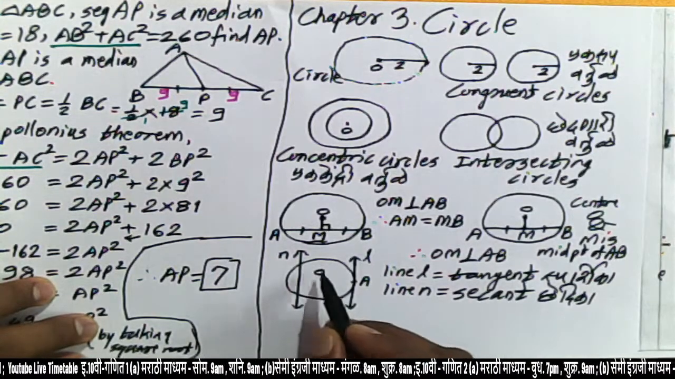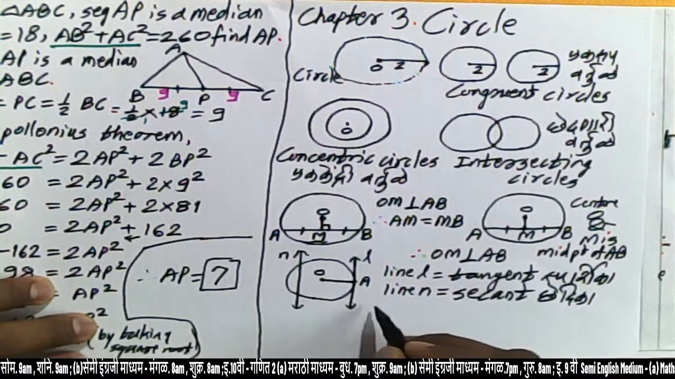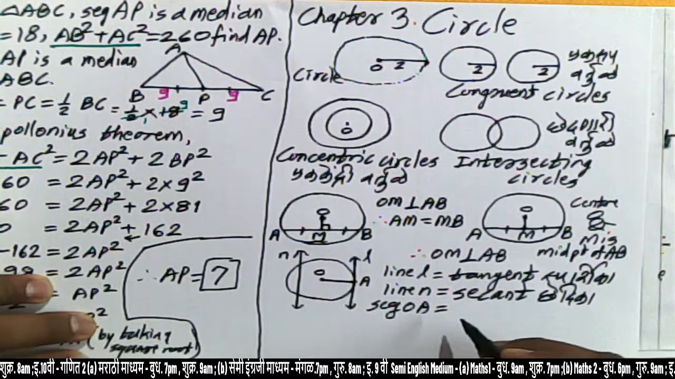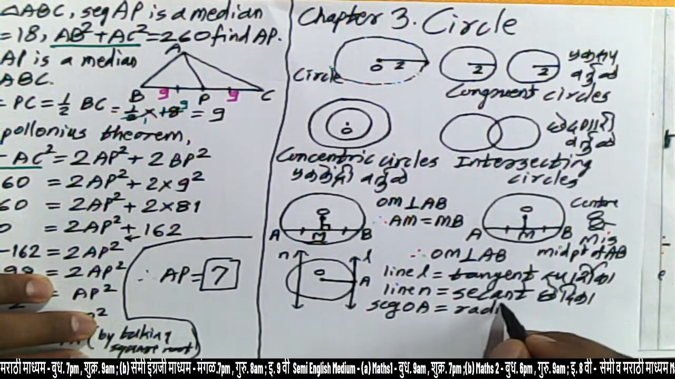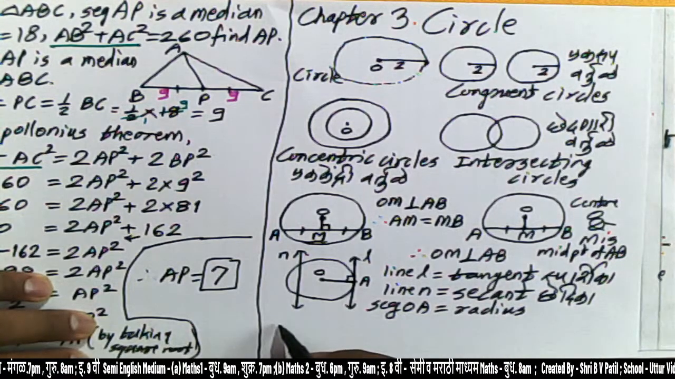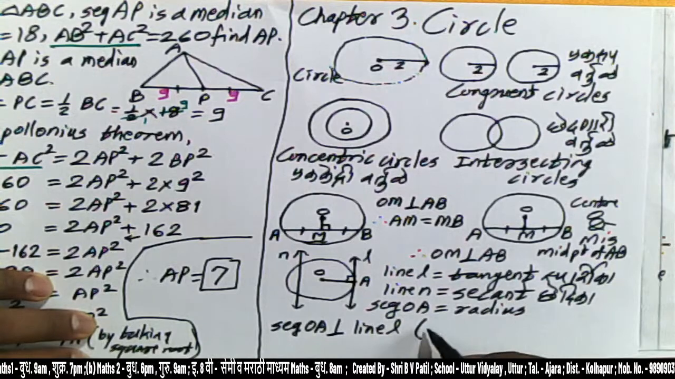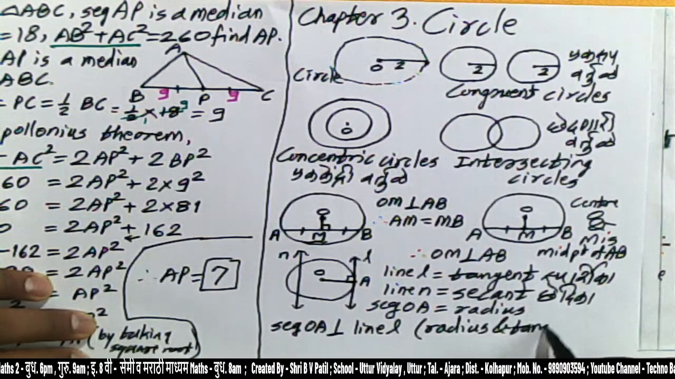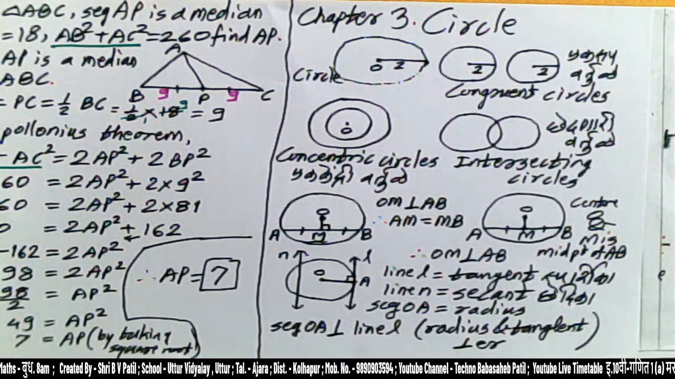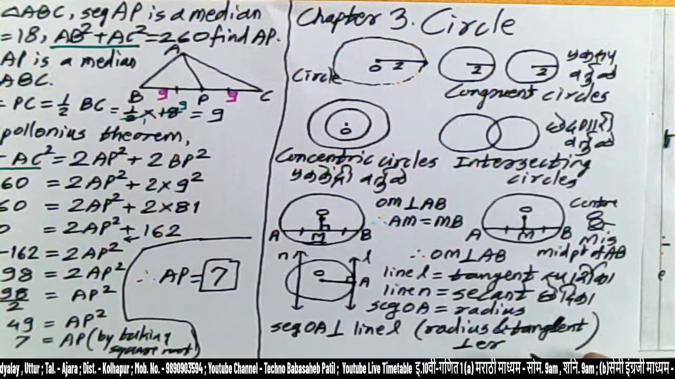Here O is the center, then segment OA is called the radius, and here we get an angle of 90 degrees, which means segment OA is perpendicular to line L. That means radius and tangent are perpendicular. Radius is perpendicular to tangent.